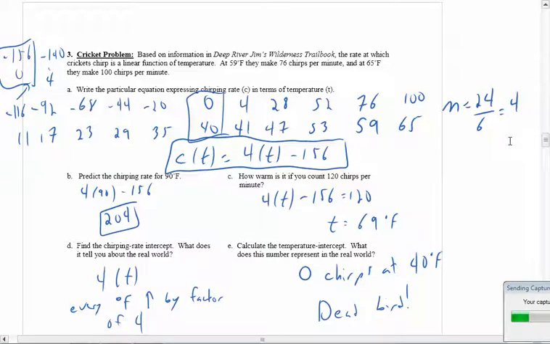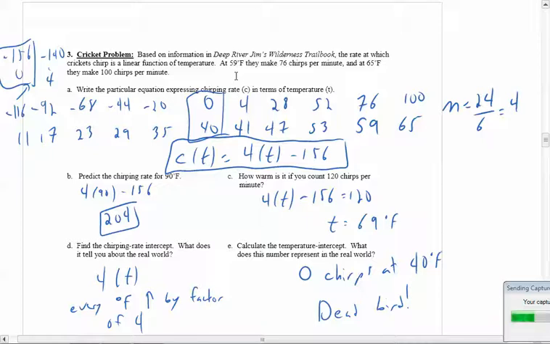Okay, this one's a little bit tougher, this cricket problem. What it simply says here is that the rate of a cricket chirp, in other words the function, is a linear function of temperature. In other words, temperature is going to be the dependent. Here's my work and my scrap work, and I kind of left it up here just to show you.